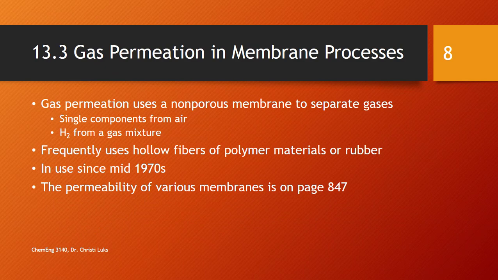Gas permeation is using a non-porous membrane to separate gases. So you can take maybe a single component from air, or removing hydrogen from a gas mixture out of a reactor. Frequently, these use hollow fibers that are made out of polymer materials or rubber. This has been a method that's been in use since the mid-1970s. And you can look at the permeability of a variety of membranes in your textbook on page 847.